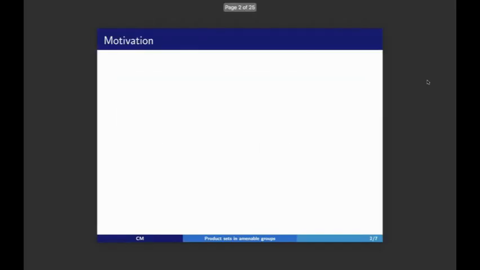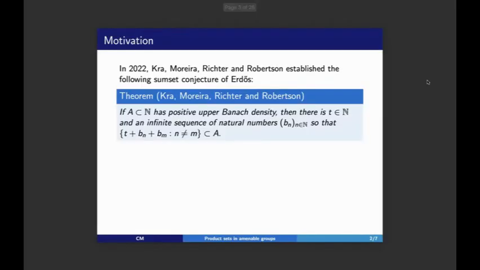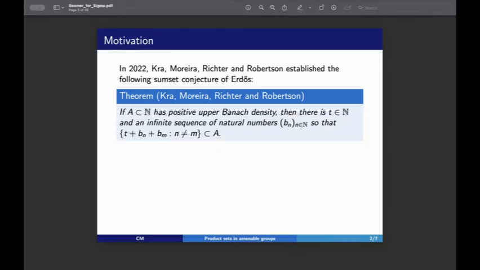Let us start with some motivation. In 2022, Moreira, Richter and Robertson established the following sumset conjecture of Erdős. They proved that if a set A of natural numbers has positive upper Banach density, then there is some natural number t and an infinite sequence of natural numbers B_n, so that the sumset t plus b_n plus b_m, where we exclude the diagonal, is contained in A. Here we should say that the result of Moreira, Richter and Robertson is in fact a two-step density analog of Hindman's theorem on IP sets.